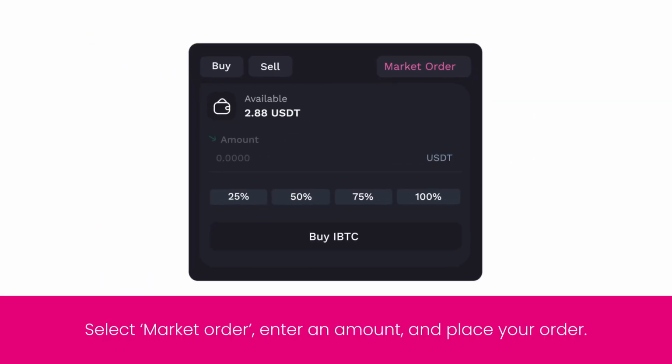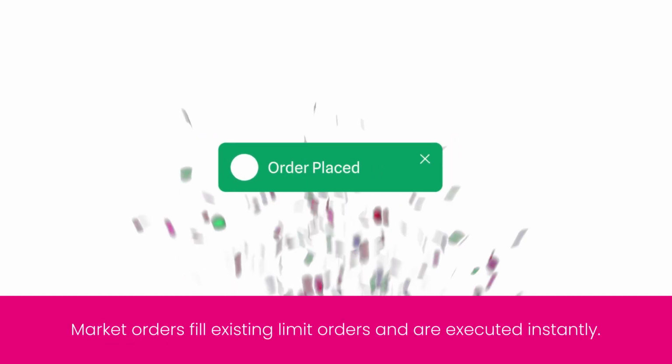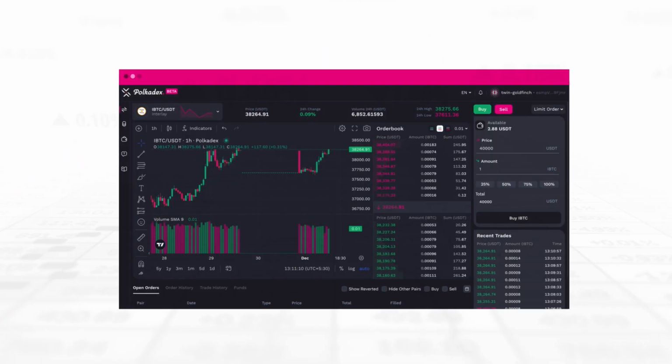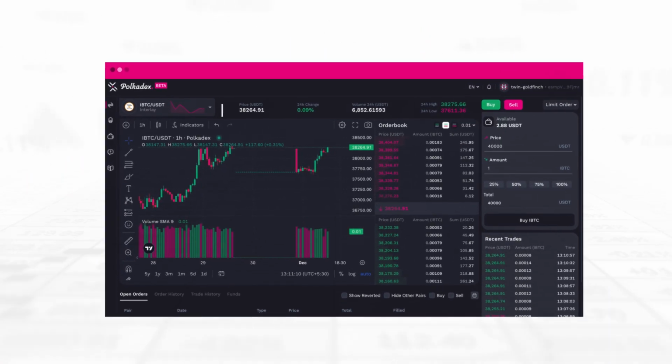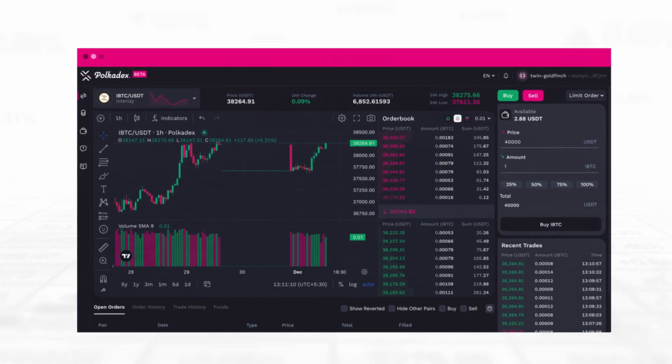To place a market order, select Market Order from the top right drop-down order picker and enter the amount you want to buy or sell. Market orders fill existing limit orders and are executed instantly at the current market price. The final price depends on the volume of the market order as it fills available limit orders.